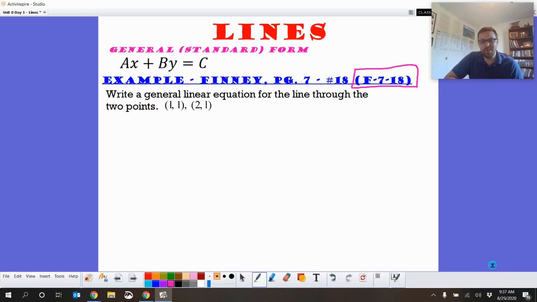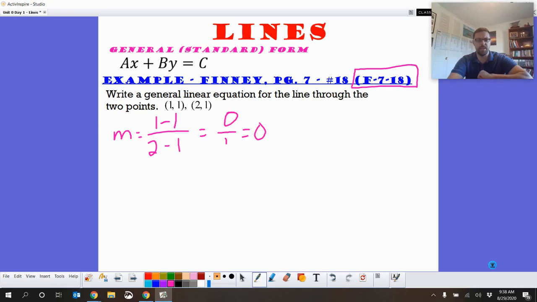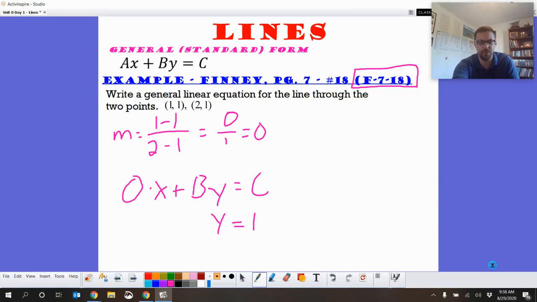So we want to write a general equation for the line through the 2 points. First thing I want to know is slope, because we've been doing slope. So let's take care of that first. Our slope of this thing is going to be 1 minus 1 over 2 minus 1. So that's 0 over 1. So my slope is just 0. That's one of those horizontal lines. Since my slope is 0, I know it's just going to have a y value. It's going to stay 1 the whole time because it has a slope of 0. It's just a flat line.